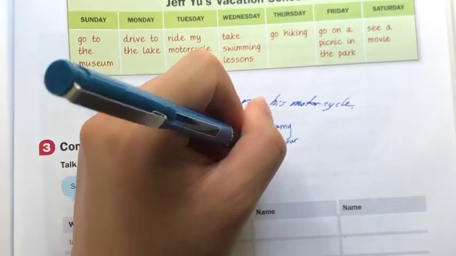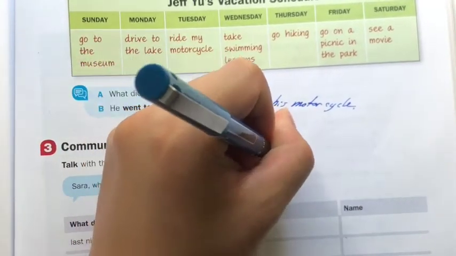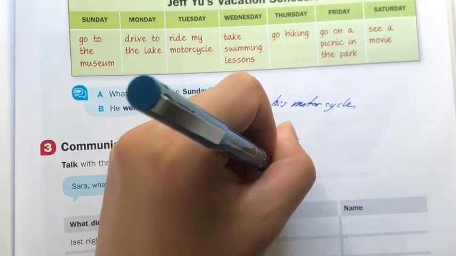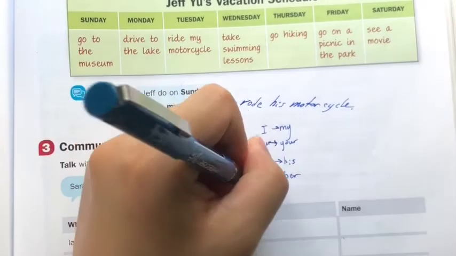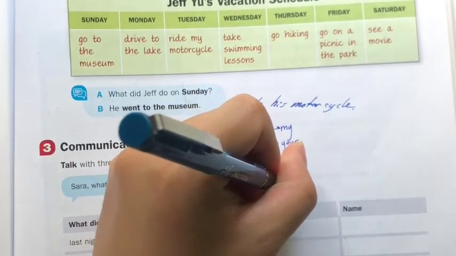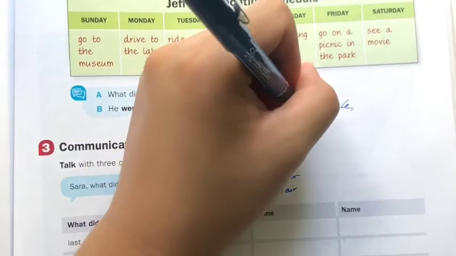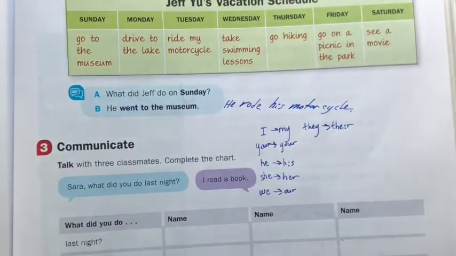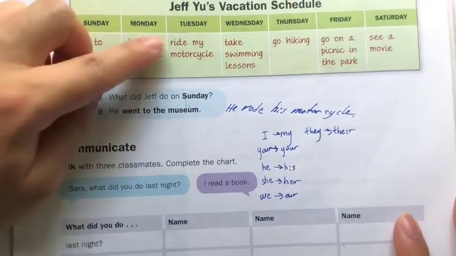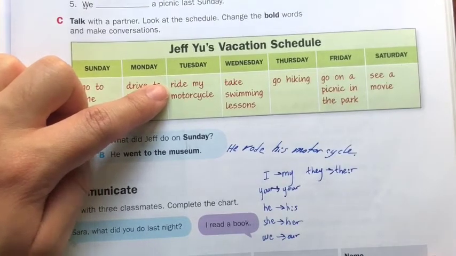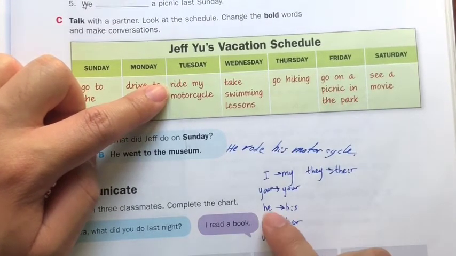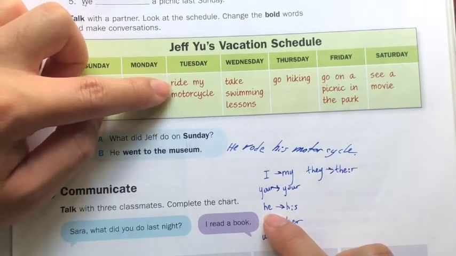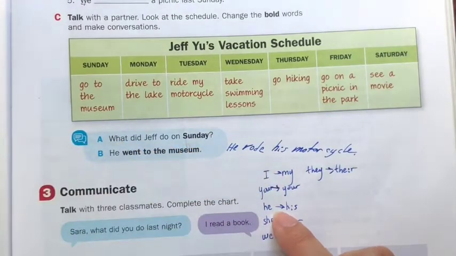You, your, he, his, she, her, we, our, and they becomes their. So, Jeff says, I ride my motorcycle. But because we are using he for Jeff, we say he rode his motorcycle.